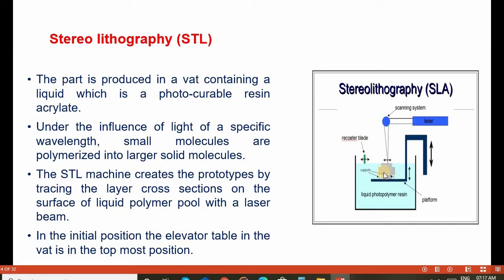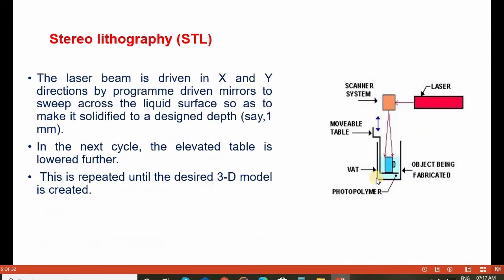The products are located in the liquid polymerized resin, which has been converted into a solid object. These are the concepts of stereolithographic techniques. The laser beam is driven in X and Y directions by program-driven mirrors to sweep across the liquid surface so that it solidifies to a design depth, say 1 mm.